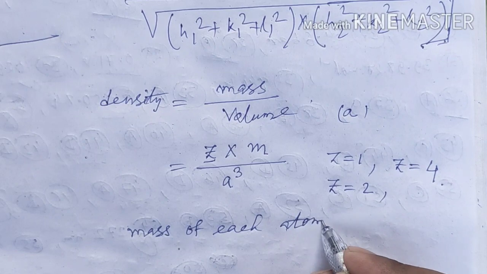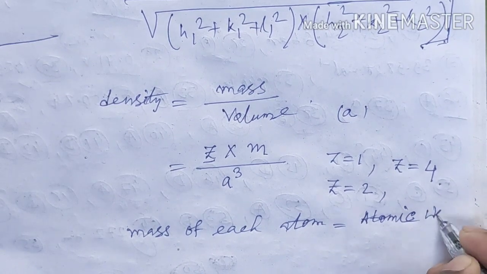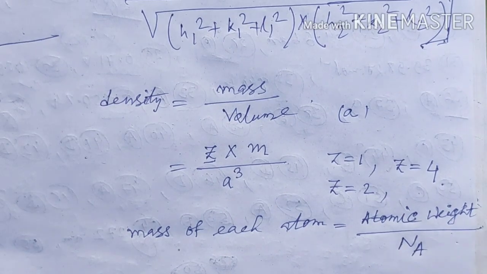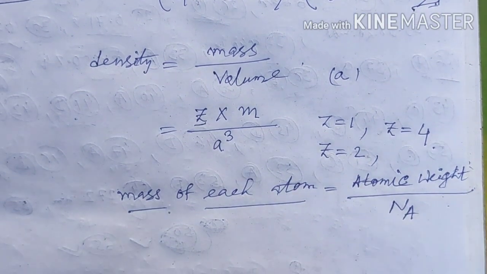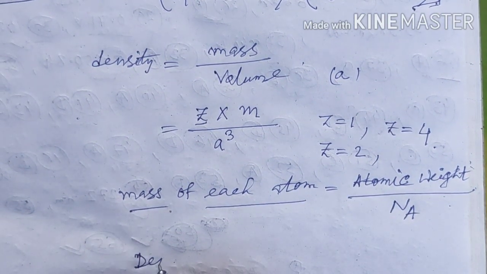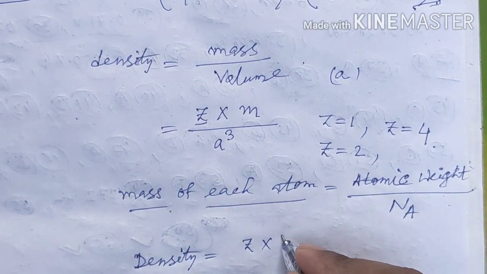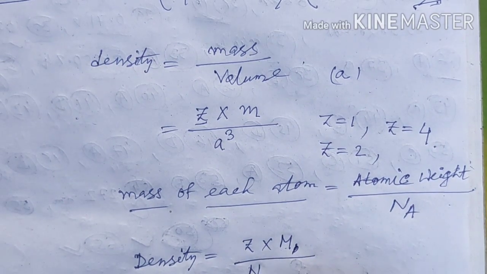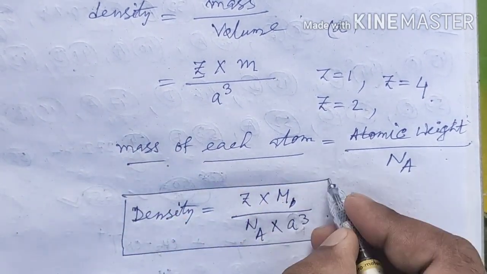Mass of each atom we can get if we know the atomic mass or atomic weight of the atom. If we divide it by Avogadro number, then we can get the mass of each atom. That is, the formula can be resolved to density equal to Z into M by Avogadro number into a cube, if the atomic weight is symbolized as M. Here, a cube is the volume of the crystal. Then the formula of density will be like this.